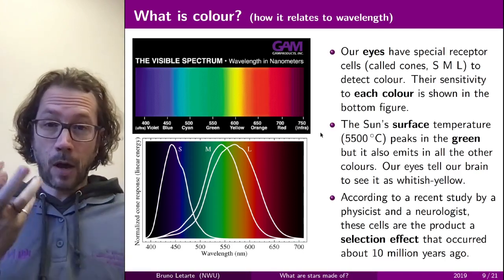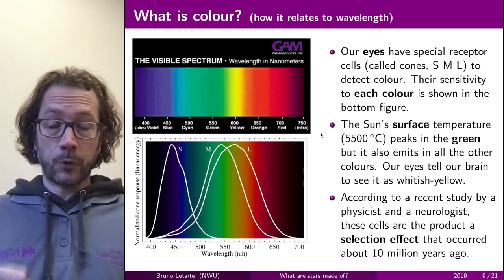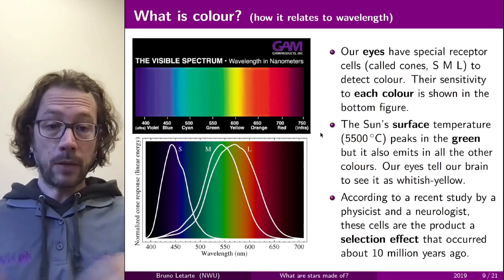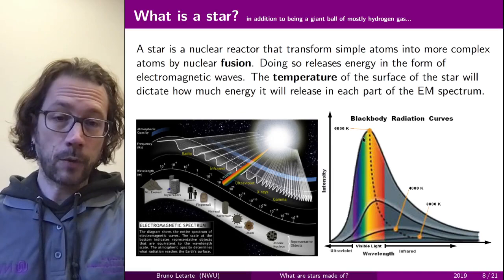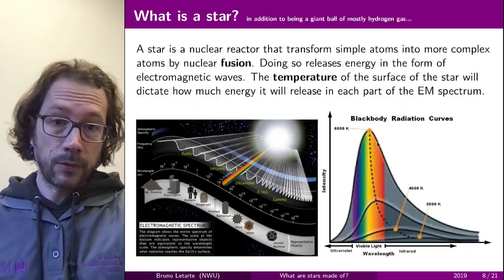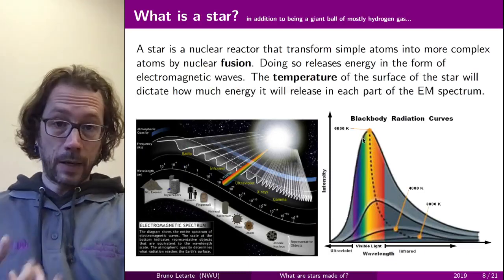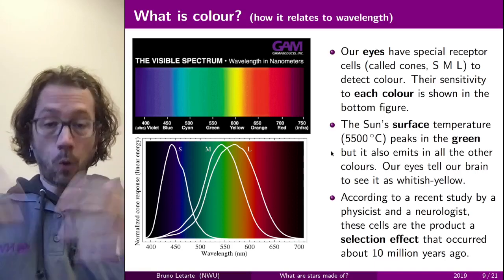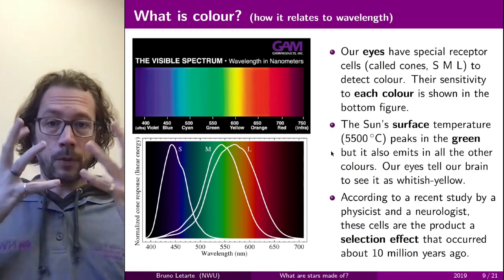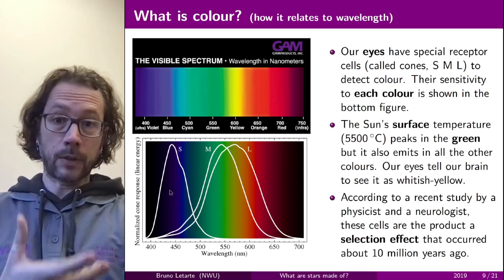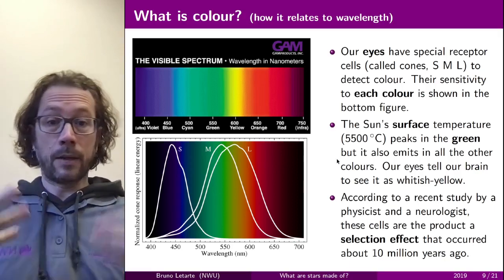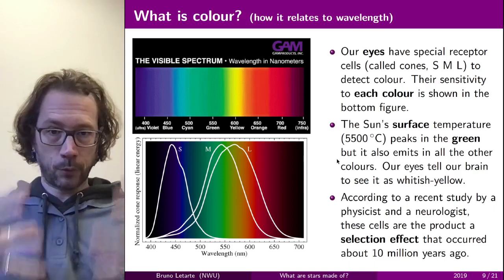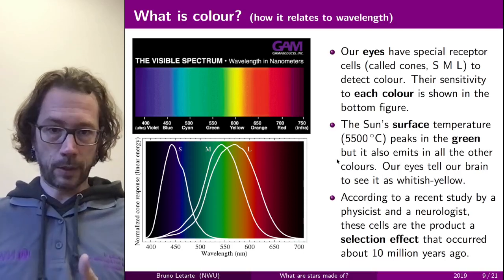And just to give you an idea of how we perceive color, the surface temperature of the sun is about 5,500 Celsius, and it peaks in the green. So in the blackbody radiation curve, it would peak here in the green. But as you can see, even if the highest is in the green, there are also all the other colors there as well. And our brain will take all this color information, process it through our instrument, which is the eyes that have these cones, and it will tell us that, hey, this thing is whitish yellow. Even though it peaks in the green, the mix of all of that processed through our instrument tells our brain that this is whitish yellow.